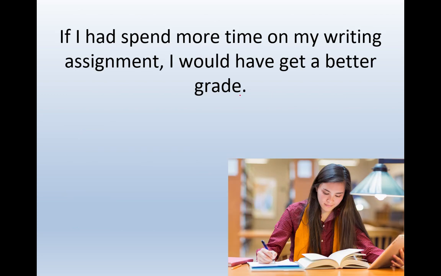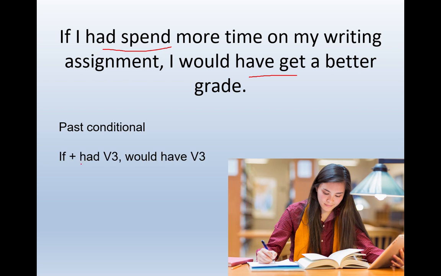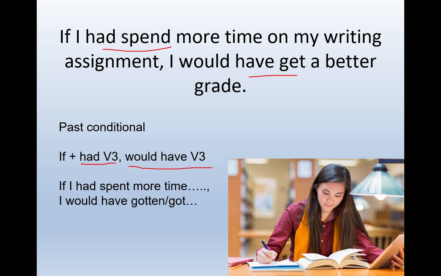Next one. If I had spent more time on my writing, I would have get a better grade. Two problems in this one. First with had spend and would have get. This is a past condition, and for past conditions we use if plus past perfect, had plus V3, and then would have plus the V3. So the correct one would be if I had spent, that's the past perfect, and the second part of the sentence, I would have gotten for American English or got for British English.